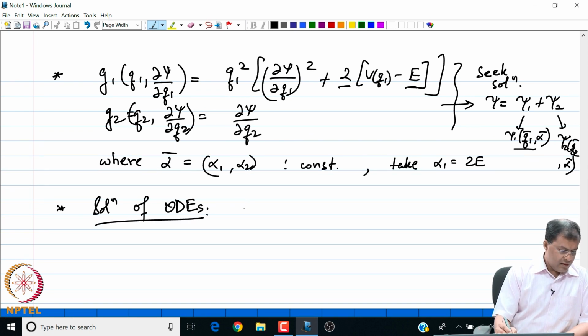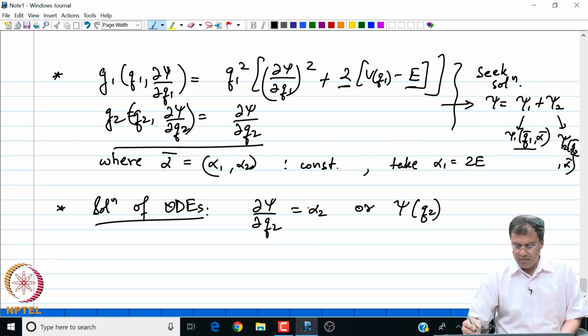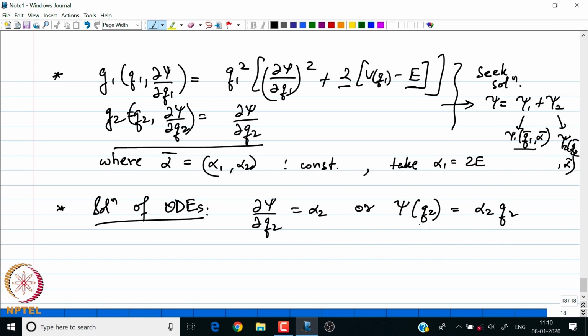Let us set up the ODEs. The second ODE is quite easy to set up. So the corresponding ODEs are G1 is equal to alpha 1 and G2 is equal to alpha 2. These are my ODEs, right. So del psi del q2 is equal to alpha 2, or I see that psi of q2 is equal to alpha 2 q2, and we have avoided the constant of integration because we want to express our final answer in terms of only two constants, alpha 1 and alpha 2, right.